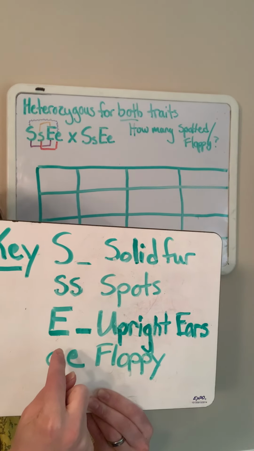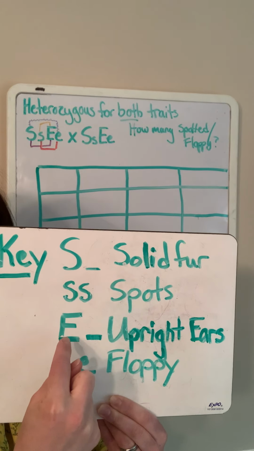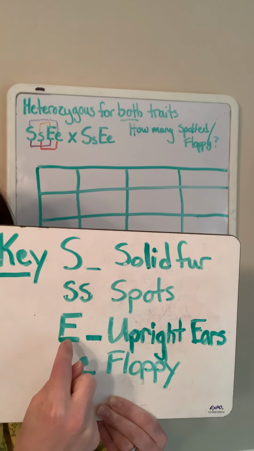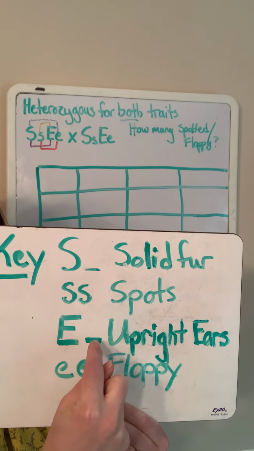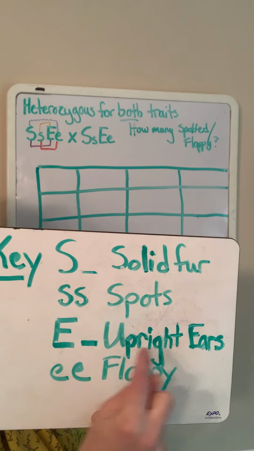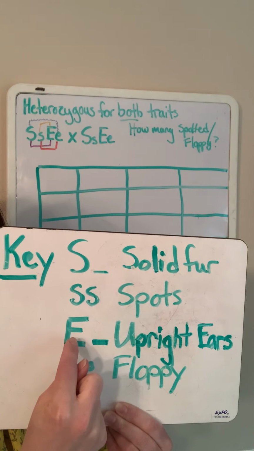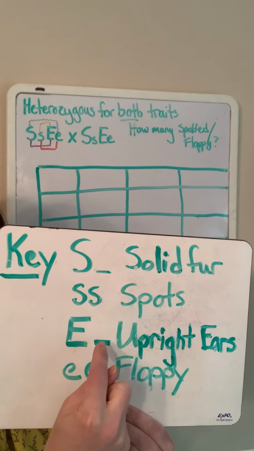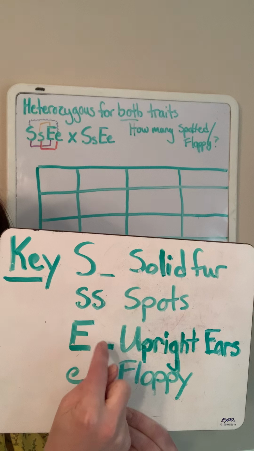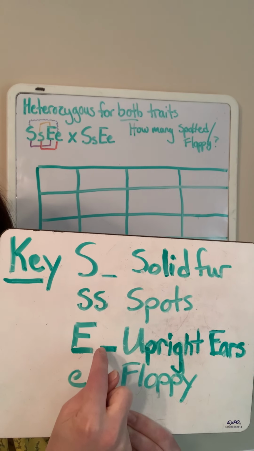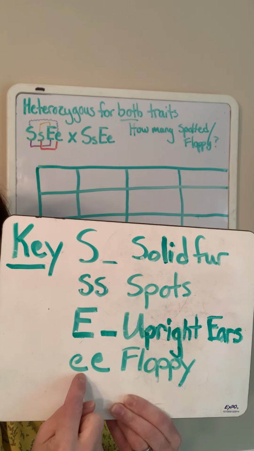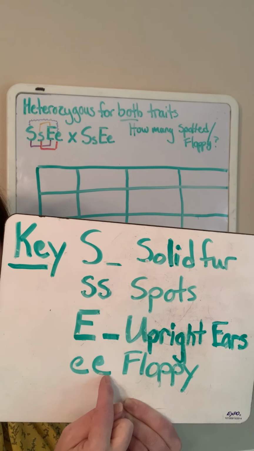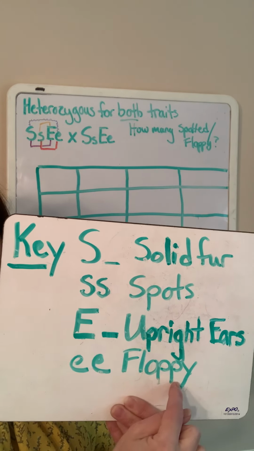Then I do the same thing for the ears. So I chose E for the ears, for that trait. So again, in the problem, it tells me that the dominant trait is upright ears. So again, I do a capital letter, I chose E, and then I put this line to tell myself that whether it's capital E, or capital E, lowercase e, it's going to be upright ears. Then I'm gonna write lowercase e, because the recessive trait is floppy ears.